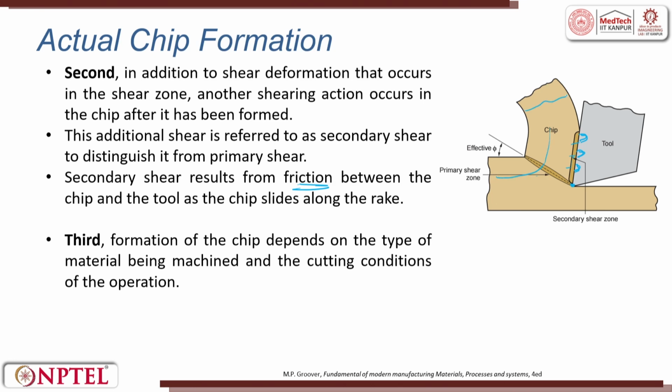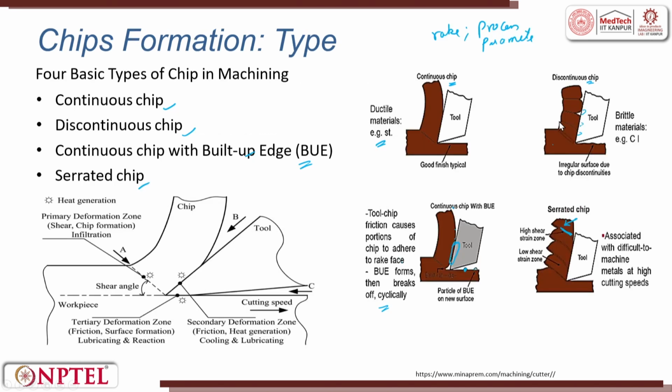So here you will try to have a high shear zone and then a low shear zone. When there is an alternation of high shear and low shear zone formation, it will lead to serrated chips. So here you can see high shear zone strains. Here strains will be very high, then in between the two high shear zones, it will have a low strain. So there is a tool associated with difficult to machine metals at high cutting speeds.